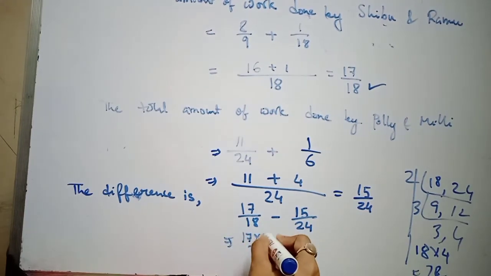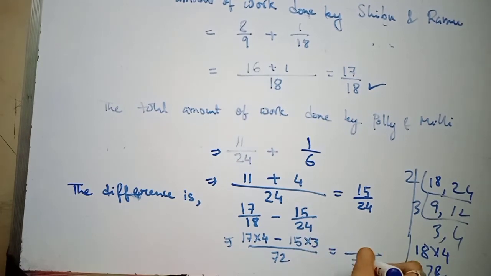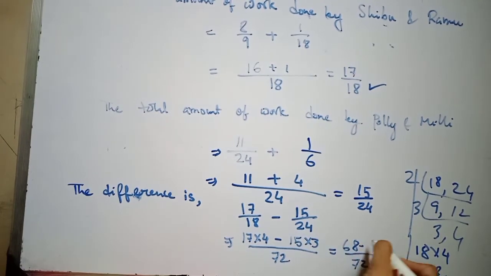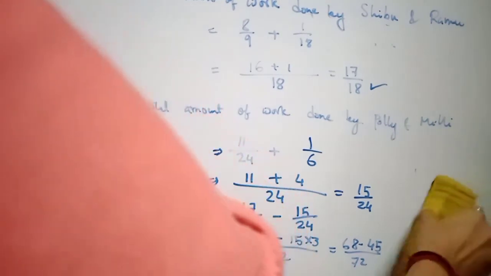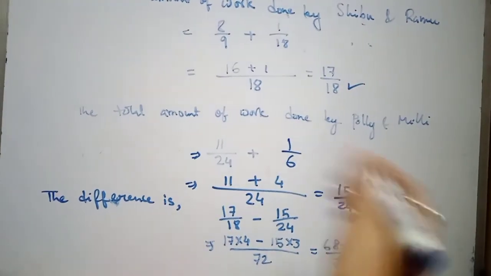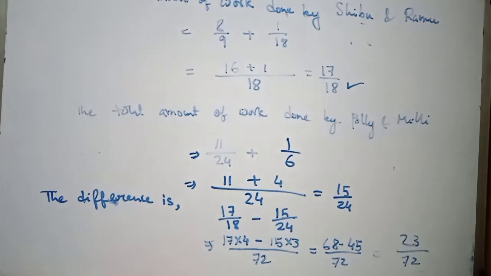Here we will write 17 into 4 minus 15 into 3. So we get 68 minus 45. Okay, I am erasing this part so you can see it properly. So this will be 72, and this will be 23 by 72 parts.